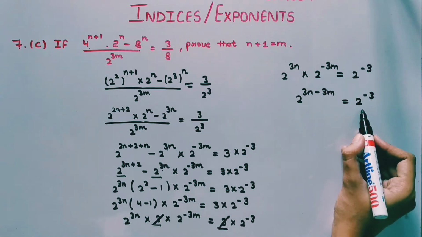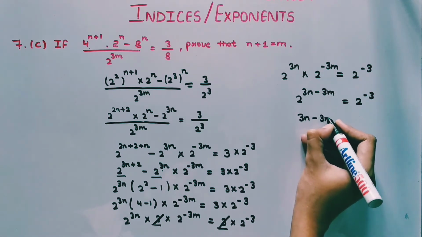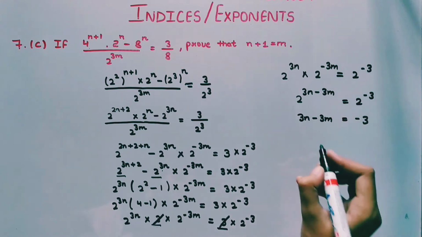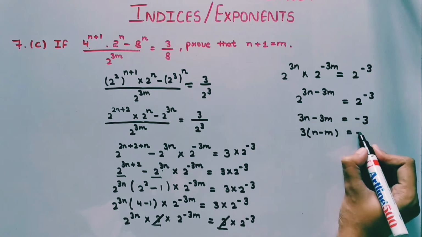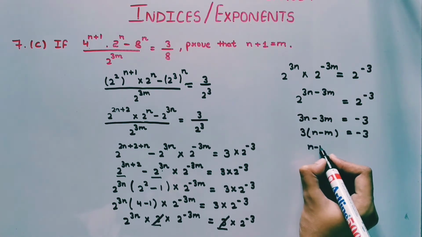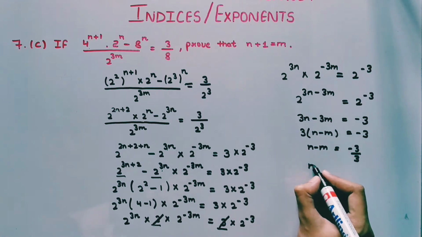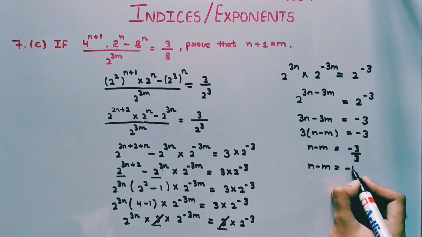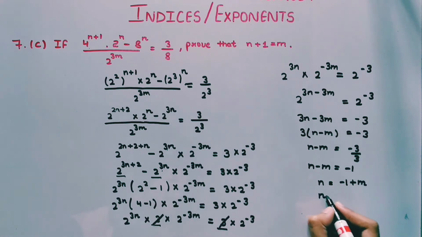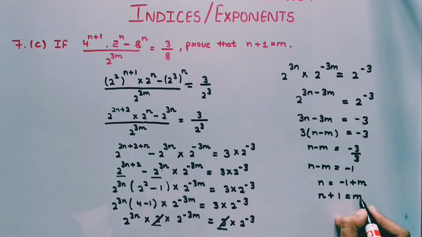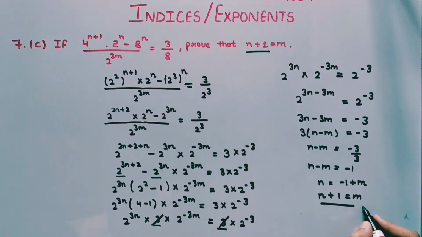Now the coefficients are similar, that means powers must be equal. 3n minus 3m is equal to minus 3. Here 3 will be taken as common, n minus m is equal to minus 3. This 3 will be divided on the other side. Hence n minus m is equal to minus 1. n is equal to minus 1 plus m. n plus 1 is equal to m. What we needed to prove is n plus 1 is equal to m, and that we have proved.